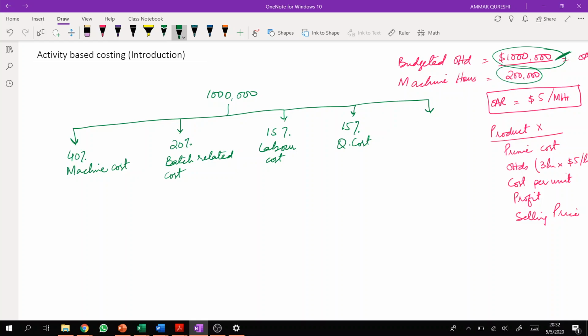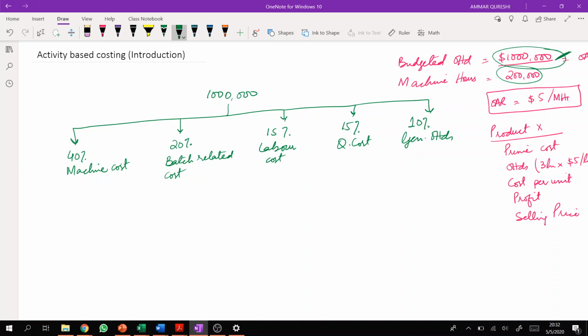and we are left with 10%. 10% cost are general cost. General cost means those costs which cannot be allocated to any of these pools can be classified as general cost. These are those costs which are related to the whole factory. For example, factory rent, factory maintenance. So anything which is related to the whole factory can be classified as general overheads, right? So we made this classification.